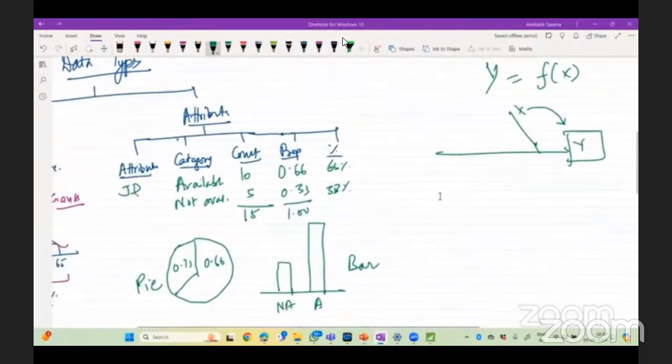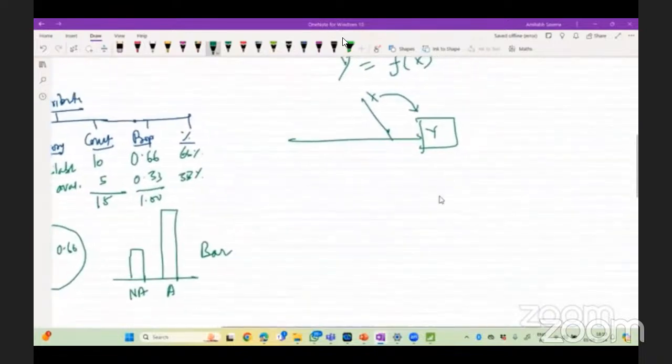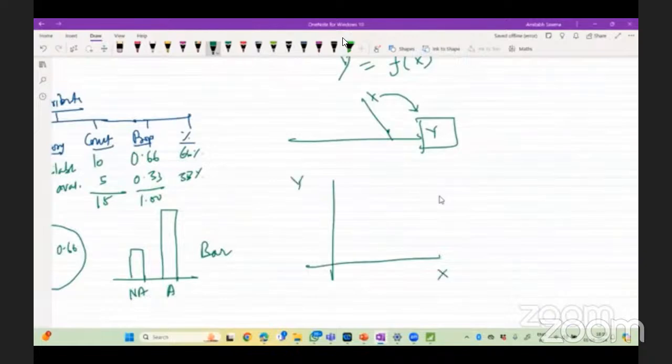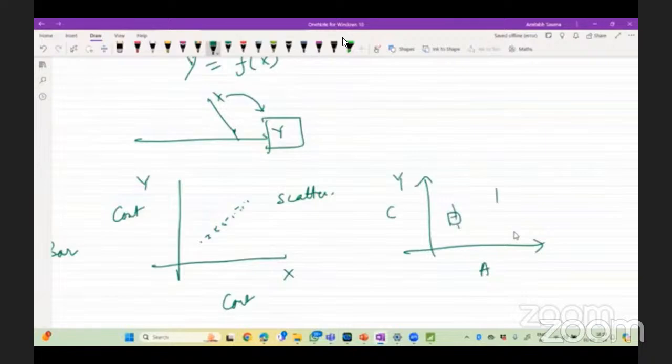So now we are investigating y is a function of x, meaning is x affecting the y. Whenever one of them or both of them are continuous data, like this is continuous and this is also continuous, I can use a scatter plot. And when one of them is attribute and one of them is continuous, I will use a box plot. Okay, let me demonstrate that.